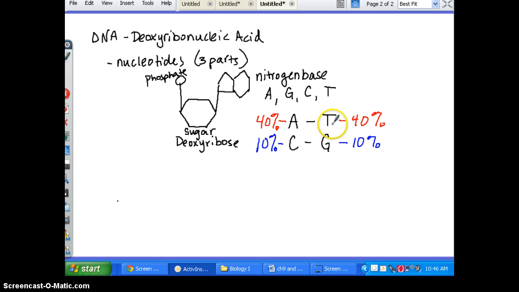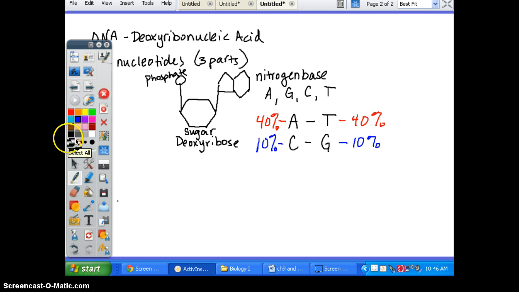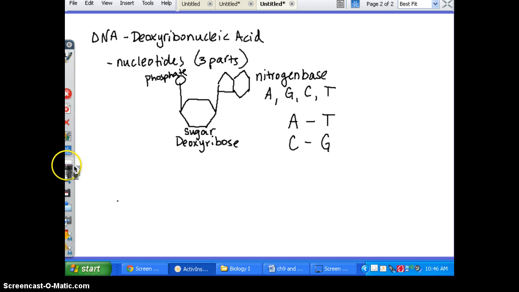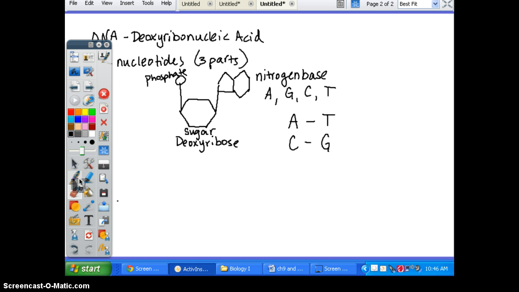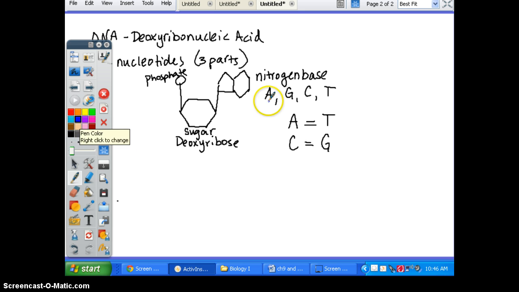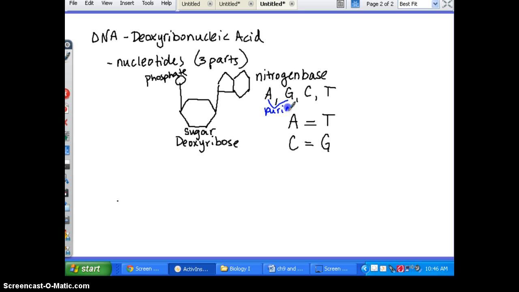So if you see a percentage here, that percentage of thymine will equal adenine. If we take out the actual percentages, just so you don't think that's the number that's always there, instead we just write A is equal to T and C is equal to G. That may help you. Okay, purines are A and G, so let's use a different color here. These are called purines, and these are called pyrimidines.